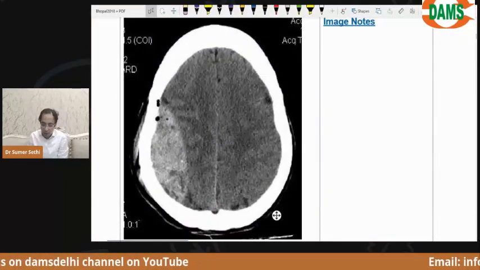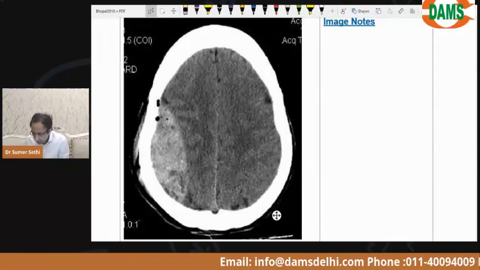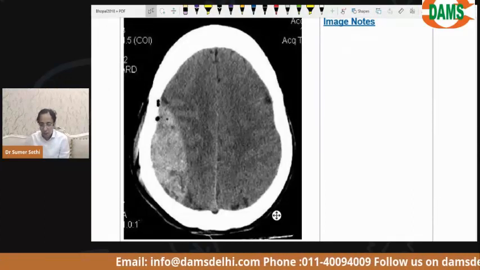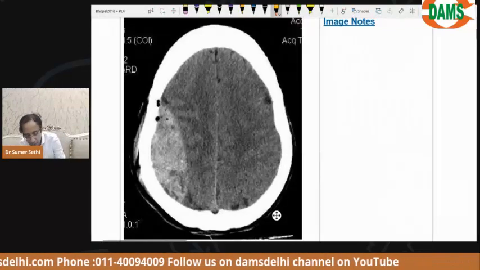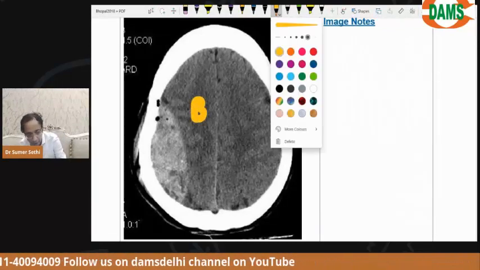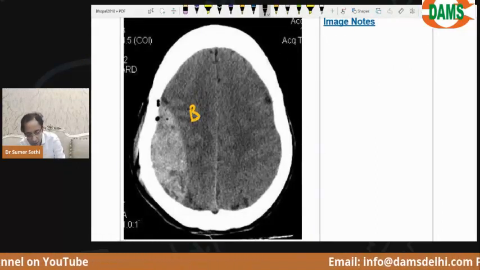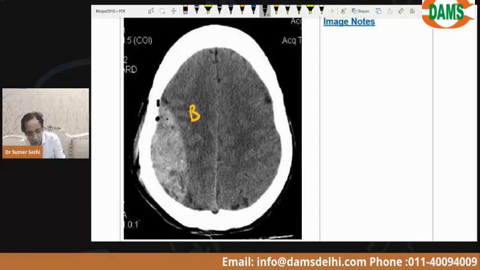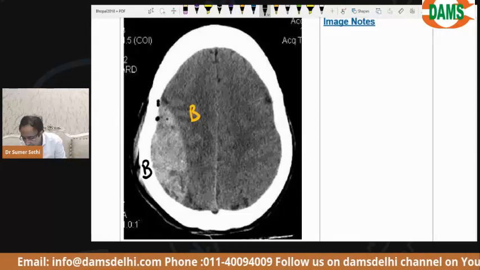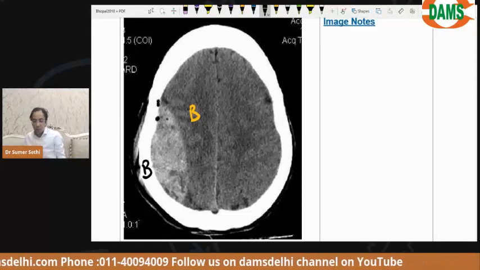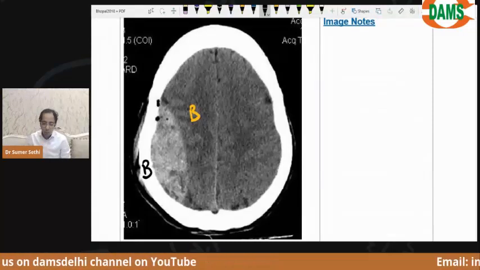Okay. Let's start looking at the next CT scan. You can see with me, you can see the brain parenchyma. You can see the skull bone. And can you see something between the brain and the bone? You can see a hemorrhage. In the next image, you can see a hemorrhage between the brain and the bone.